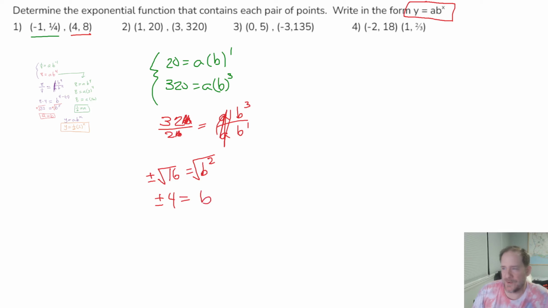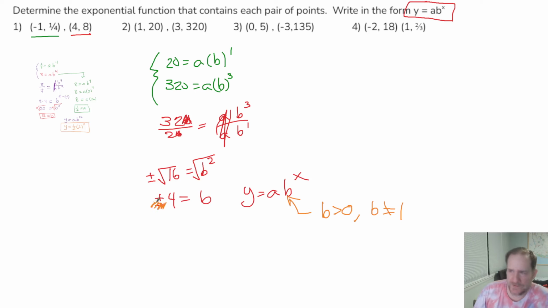But also don't forget what b represents. B is the base of an exponential. And one of the rules about our base was that base has to be strictly greater than 0. It can't be 0, but it also can't be 1. So it really can't be negative 4. That solution is extraneous. It's going to have to be 4 because the base has to be positive.